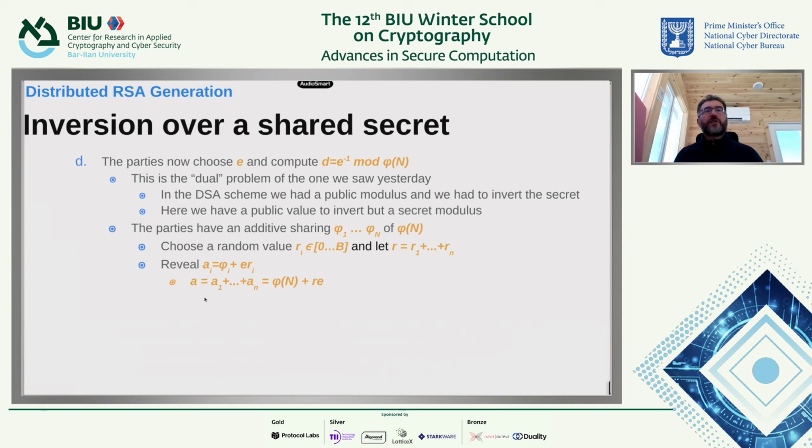Now, if you do this, obviously, what are you going to get? The sum of the phi_i gives you phi(N), and the sum of the r_i e gives you RE, right? And here is why you want to choose R large enough, because this is going to be good enough. Everything is over the integers, so if R is large enough, this value hides phi(N) statistically, and so we are not revealing any information about phi(N). Another disadvantage of the Boneh-Franklin protocol was that it was revealing a few bits of phi(N), not many, so it wasn't much of an issue, but here we reveal nothing.